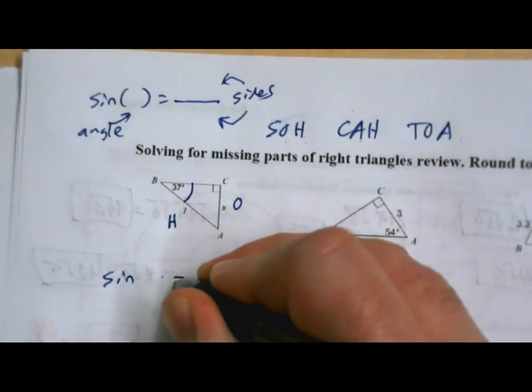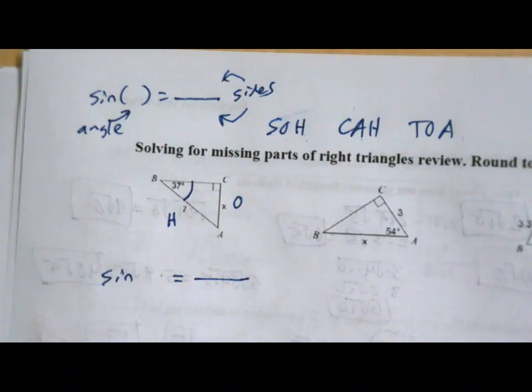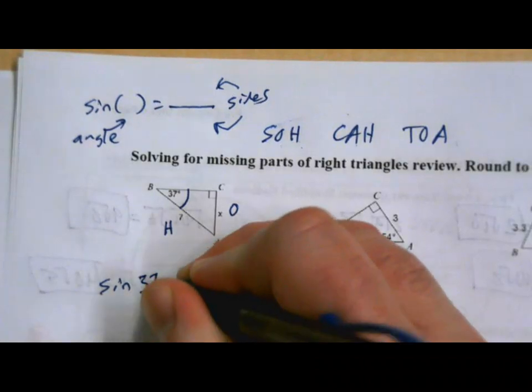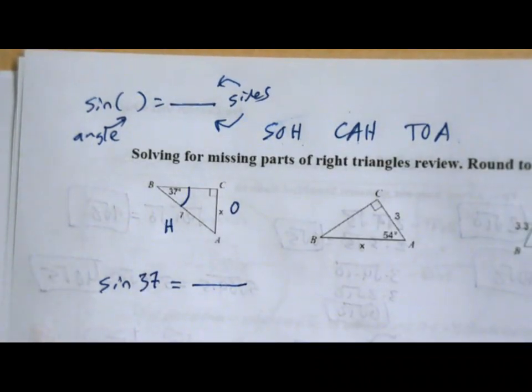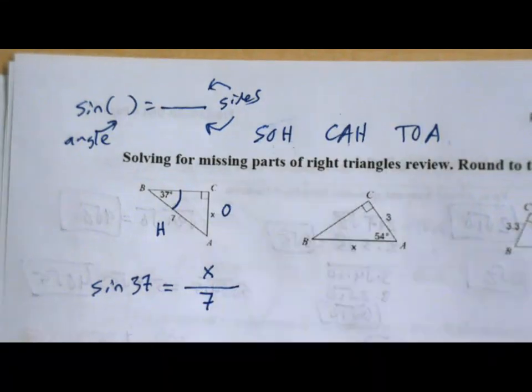So I'm going to get it set up. Sine of something equals something over something. And then let's get all this stuff in the right place. Angle's 37. The angle goes inside the trig function. And sine is opposite over hypotenuse, so the x will go over the 7.